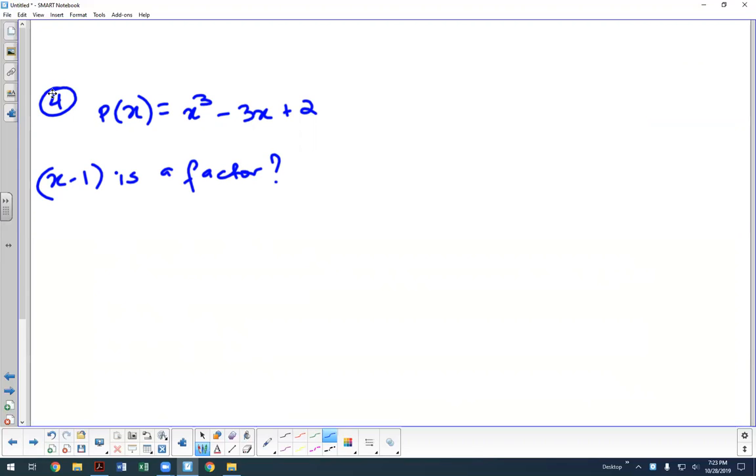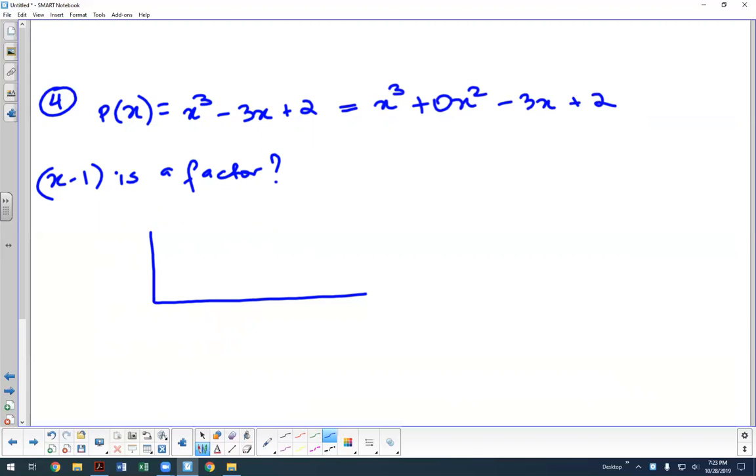And then they're saying if it is a factor, then find the others. That would be part of it. So using synthetic division, now what term am I missing here in my polynomial? x squared. So rewriting this, we should have x to the third plus 0x squared. We're given minus 3x and plus 2. So again, make sure you're in the descending order of your powers.